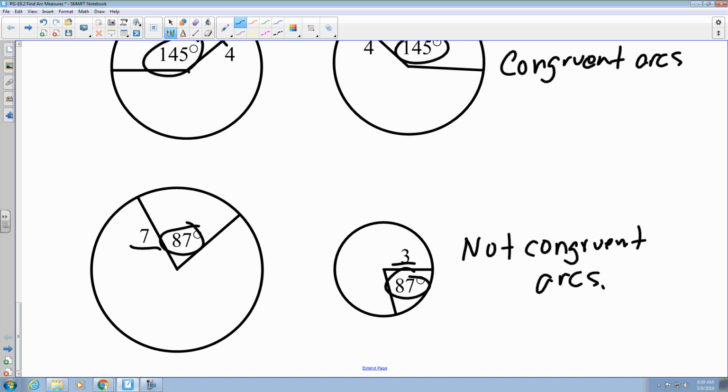And that is being able to find arc measures. Hope this helps.